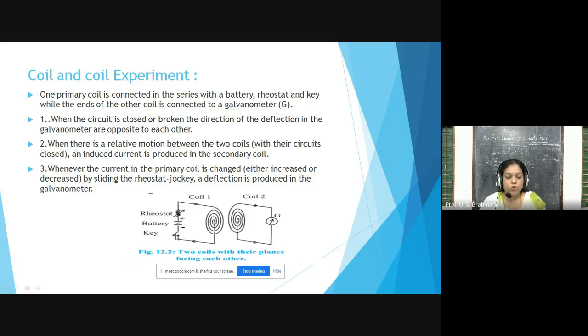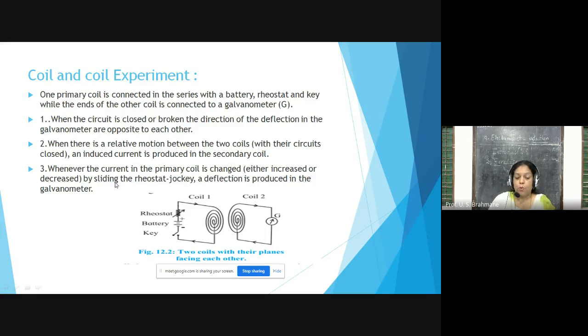So when the circuit is open or closed, there is a momentary deflection. We'll just repeat again. When the circuit is closed or broken, the directions of the deflection in the galvanometer are opposite to each other. If it is once right, then next time if it is closed, it will be the left side. Like this, the deflection. And secondly, when there is a relative motion between the two coils with the circuit closed, an induced current is produced in the secondary coil.